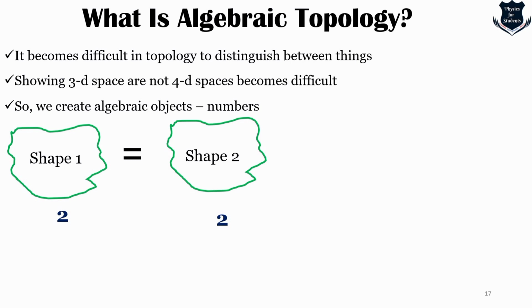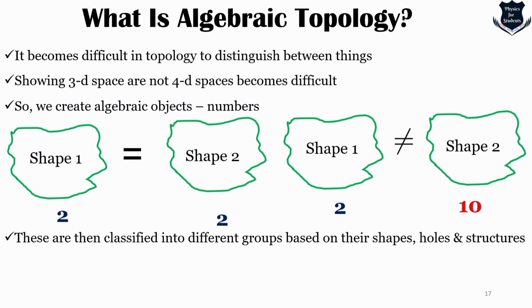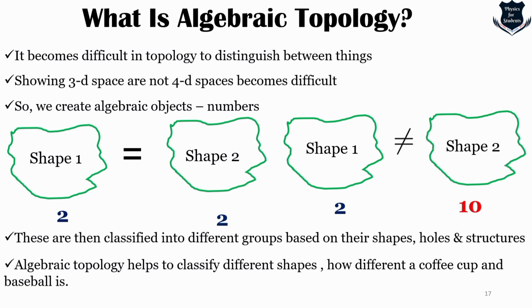Contrarily, if two spaces are tagged with different numbers, obviously they won't be the same. So if I get another shape, it won't be the same as the first because that shape gives a number which is 10. From here we can tell that these shapes are classified into different groups, which we call homotopy or otherwise, which studies their shapes, holes and structures. And algebraic topology helps to classify different shapes, such as how different a coffee mug is from a baseball or any other objects, right?